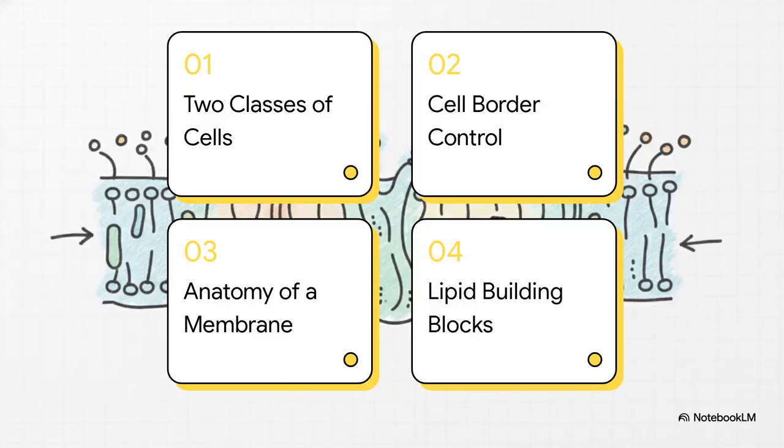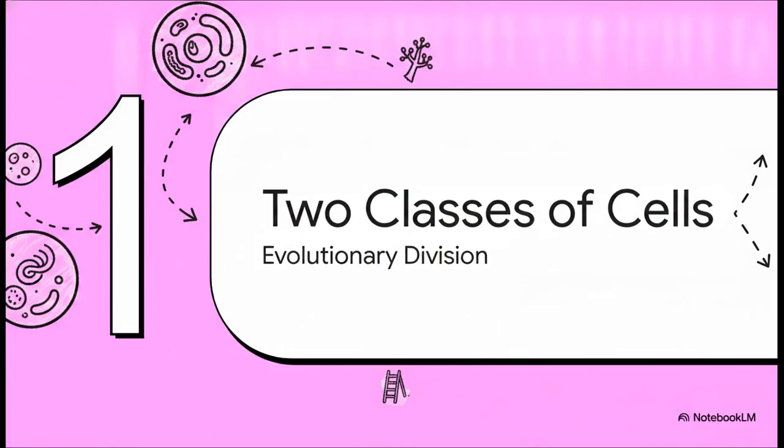So here is our roadmap for our macro to micro journey today. First up, the two classes of cells. Second, the cell's border control. Third, the anatomy of a membrane. And fourth, we'll zoom all the way down into the lipid building blocks. Let's kick things off with section 1, two classes of cells.